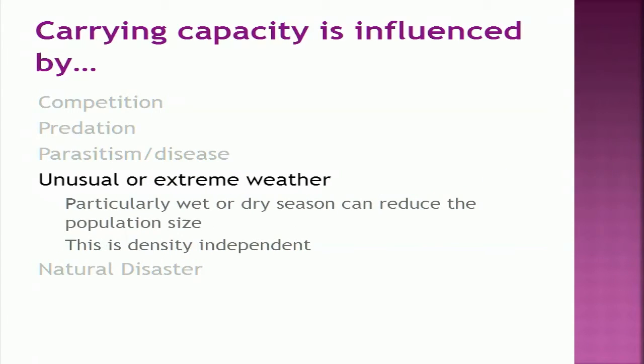Unusual or extreme weather can cause problems for organisms. A drought through a season or a wetter than average season can prevent reproduction or food gathering and affect the probability of survival. This is density independent. Weather can affect individuals both clumped together and individually.